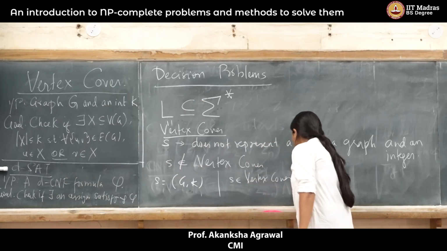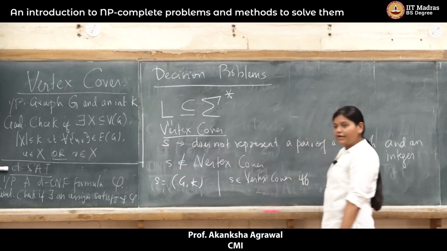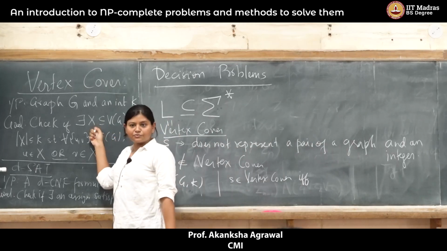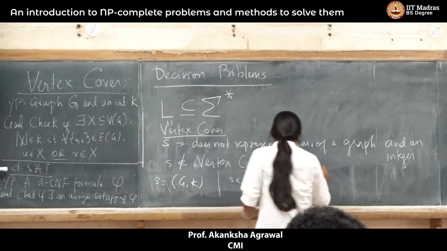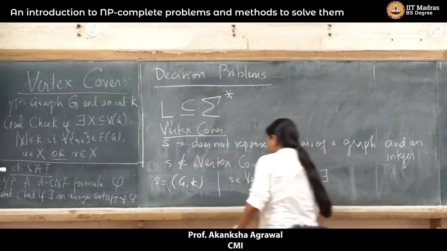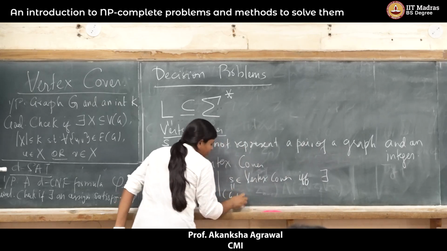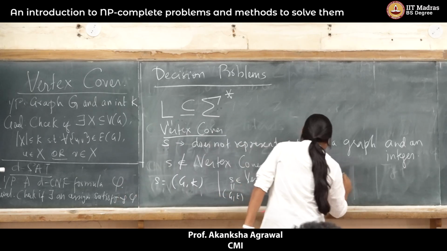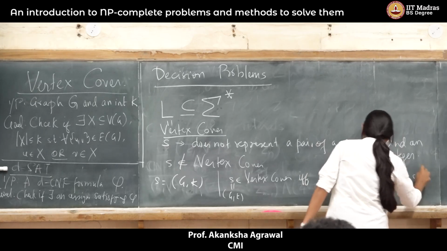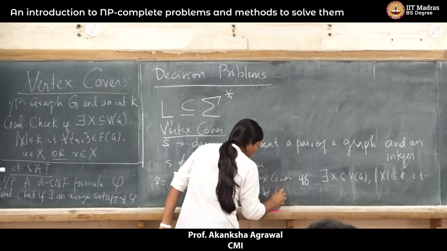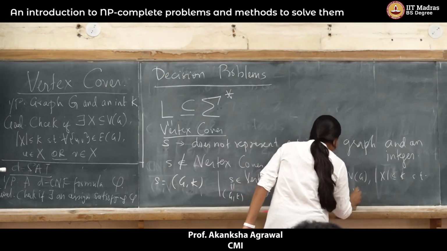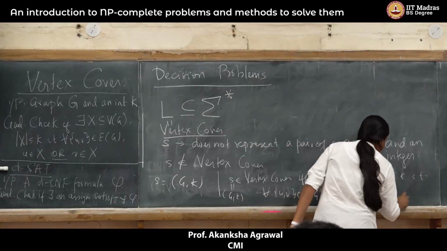Any guesses when? If and only if G has such a set of size at most k. Which means that there exists, so S is your G comma k, some graph comma k, if and only if there exists X subset of V(G), size of X is at most k, such that for all edges UV in the graph, U belongs to X or V belongs to X.